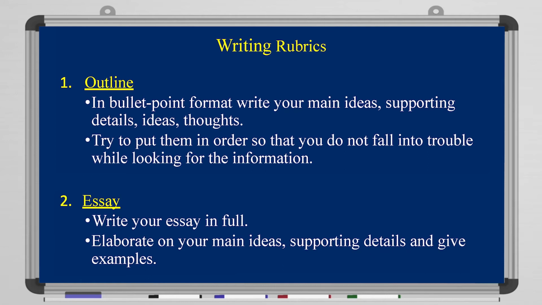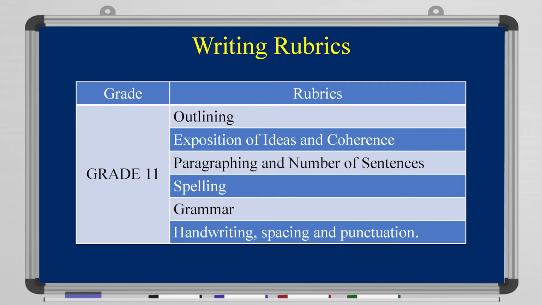Okay? So, for the rubrics, what I am looking for as a teacher, as someone who marks your paper, is outlining, so the bullet points. I'm looking for the ideas and the coherence of the essay. So coherence means: does the essay go in an organized way and in an organized fashion? Okay? I'm looking for paragraphing. So we said for the writing essay, you need to have 4 paragraphs. So I want to see those 4 paragraphs, okay?